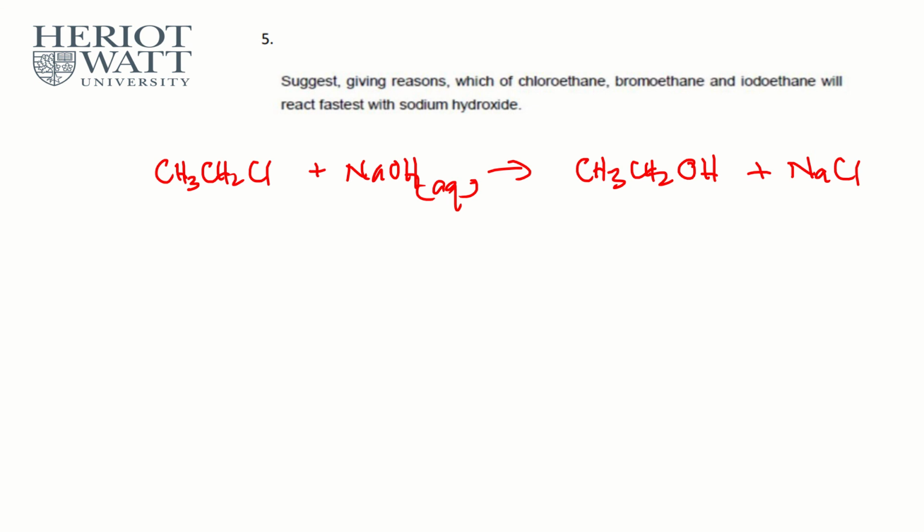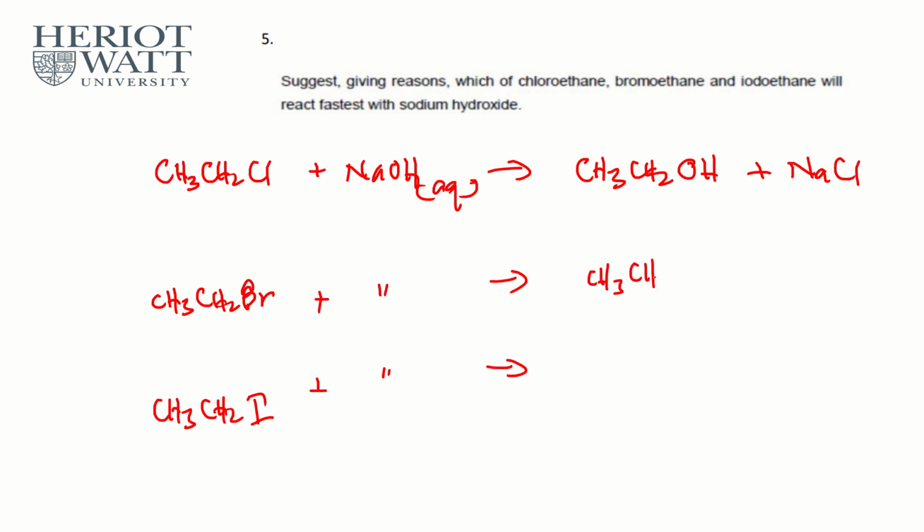And they want us to tell which one reacts the fastest, the rate of them. So in this case, we have to check. Since they are all the same, chloroethane, bromoethane, iodoethane, all react with the same reagent NaOH, and you get the respective alcohol. All form the same alcohol. It's just that you're forming different byproducts, of course, NaCl, NaBr and NaI. But which one is the fastest?